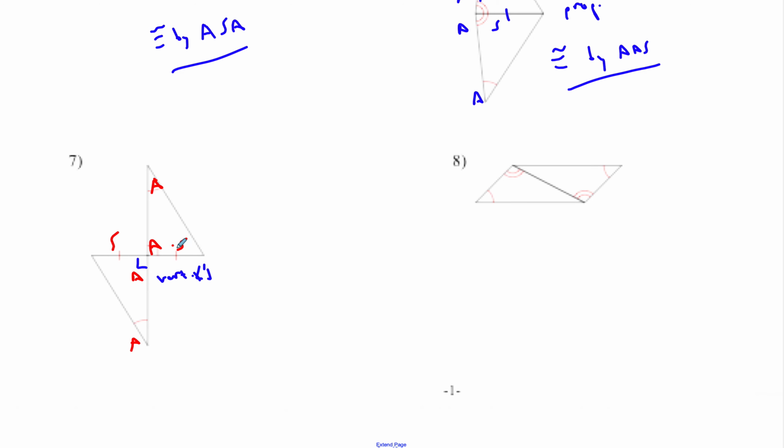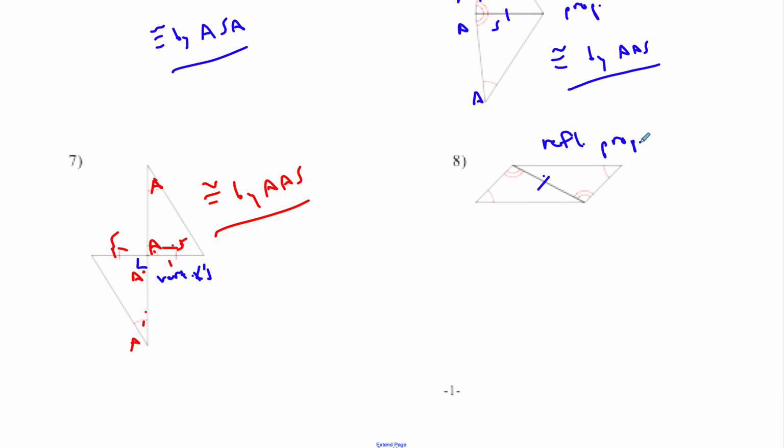Yep, this side is next to the right angle. So is this one, right? It's opposite the 1 arc. So these are congruent by angle, angle, side. Yay. All right, last one, reflexive property.